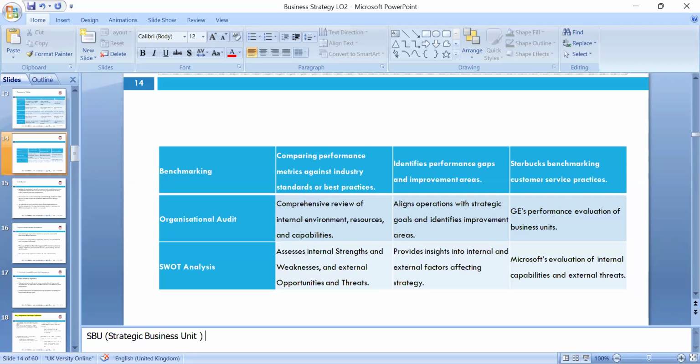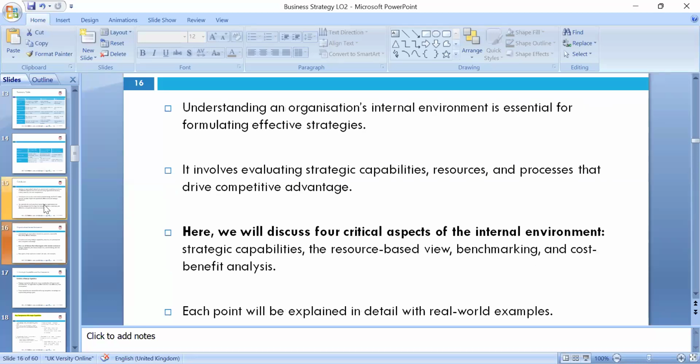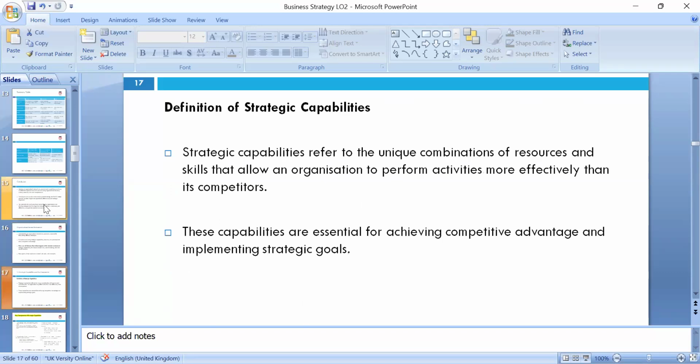And SWOT, we discussed in the Microsoft example how they compare internal and external factors. Assessing the organization's internal environment and capability is a multifaceted approach, and it is good to use SWOT analysis to systematically analyze these internal factors. Ultimately this brings the organization competitive advantage, along with understanding the organization structure, looking at the external environment, matching, and the resource-based view. Benchmarking and cost-benefit analysis are crucial.